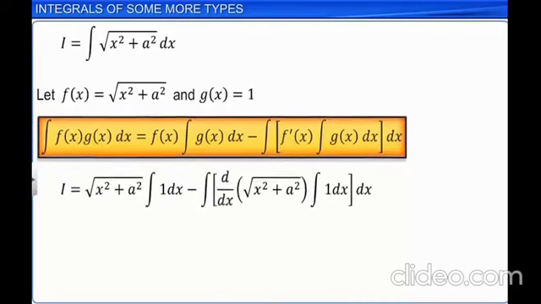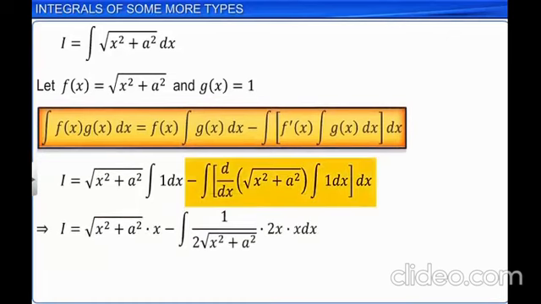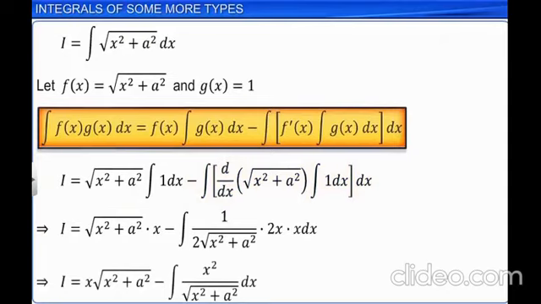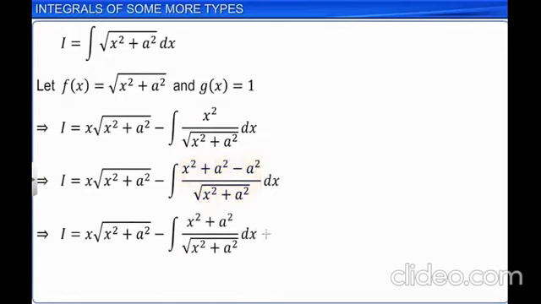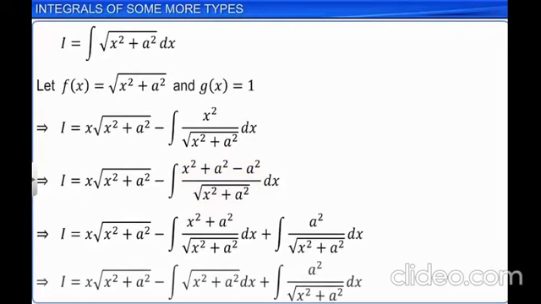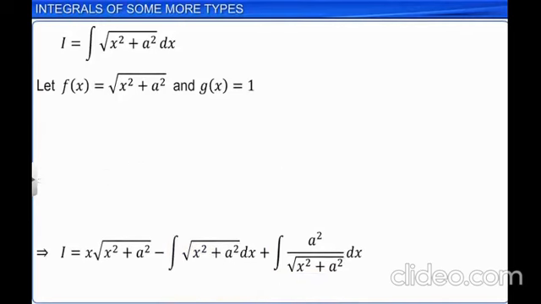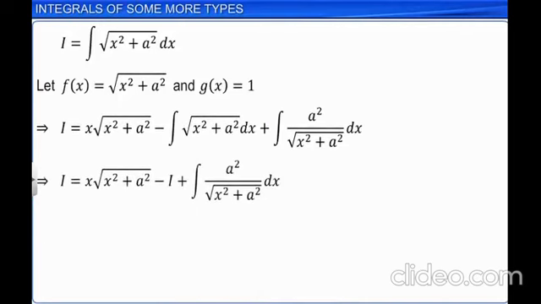On simplification, we get I is equal to x into square root of x square plus a square minus integral of x square upon square root of x square plus a square dx. Now, we add and subtract a square in the numerator of the second term, and then split it into two parts as shown. On simplification, the second term becomes integral of square root of x square plus a square dx. And this is nothing but the integral I. So we denote it by I.